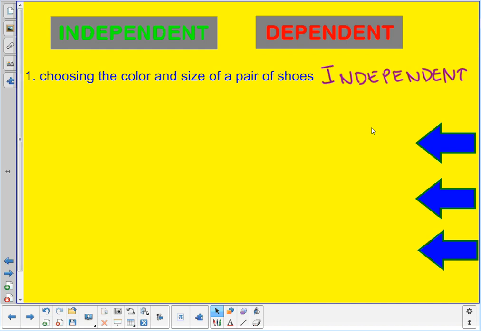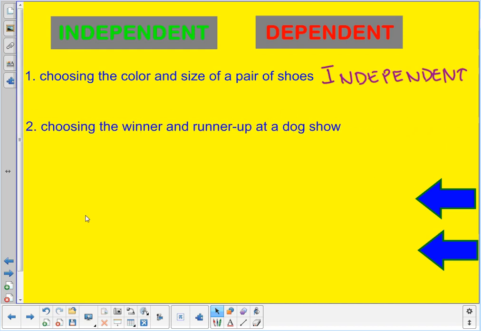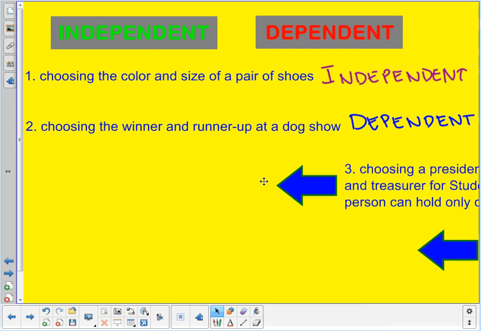If we look at number 2, choosing the winner and runner-up at the dog show. Well, theoretically, you choose the winner first, and then once you choose the winner, the runner-up is out of a lesser number of dogs. So these would be dependent events, because once you choose that winner, there's one less dog to choose from for the runner-up.